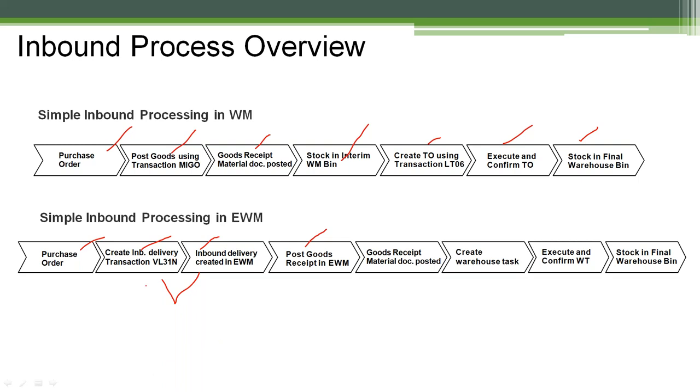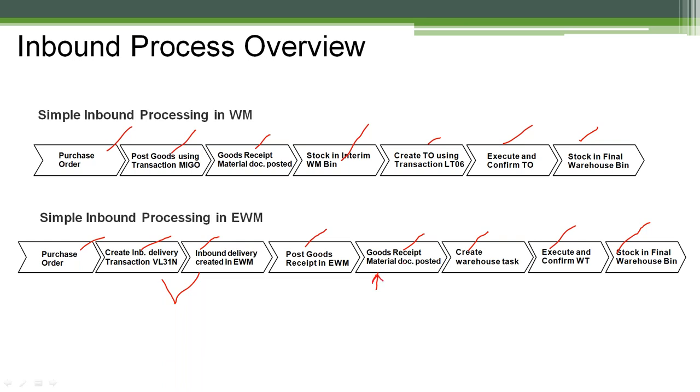So using that delivery, we are going to post the goods receipt in EWM using RF, and then we are going to create a task, confirm the task, and put it into the warehouse bin. So TO has been replaced by warehouse tasks. We do the GR, put it in the bin. So all these things happen in EWM, and as soon as the GR is done, my goods receipt status will be updated in ECC and accounting documents will be posted.